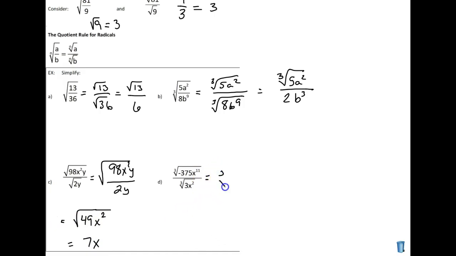Similarly here, if we put this all under one radical, negative 375 x to the 11th over 3x squared. So then you, of course, got to figure out, well, what is negative 375 divided by 3? Well, that gives us the square root of negative 125. X to the 11th divided by x squared gives me x to the 9th. So this becomes negative 5x to the 3rd.